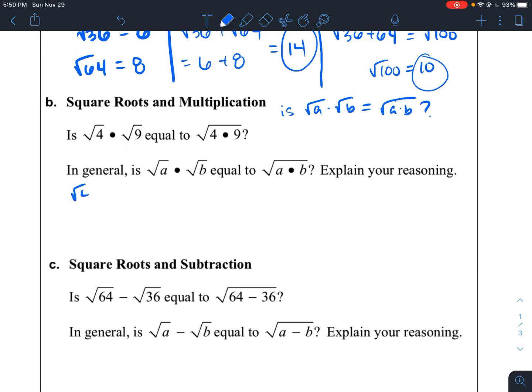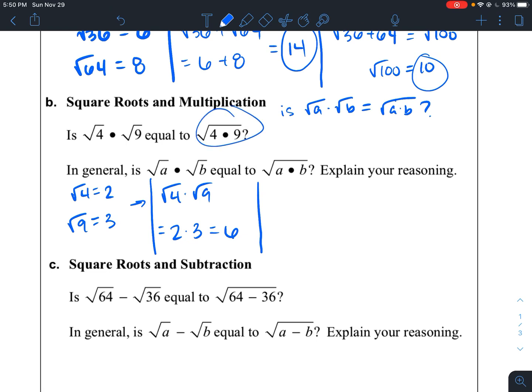The square root of 4 we know is equal to 2. The square root of 9 is equal to 3. So the square root of 4 times the square root of 9 is therefore equal to 2 times 3, which is equal to 6. Now let's try this side right here. The square root of 4 times 9. What is 4 times 9? That's 36, so what is the square root of 36? That's equal to 6.